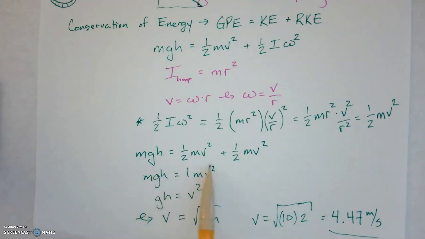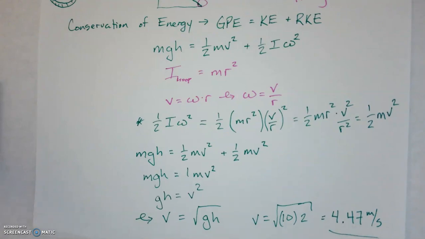energy equation. And so on the right side, the after part, we have 1/2 mv squared plus 1/2 mv squared. We have the linear kinetic energy and the rotational kinetic energy. Add those together, we get 1 mv squared. A half plus a half is 1. Again, we can divide by mass on both sides, do some more algebra, and we get that the velocity is the square root of gh.